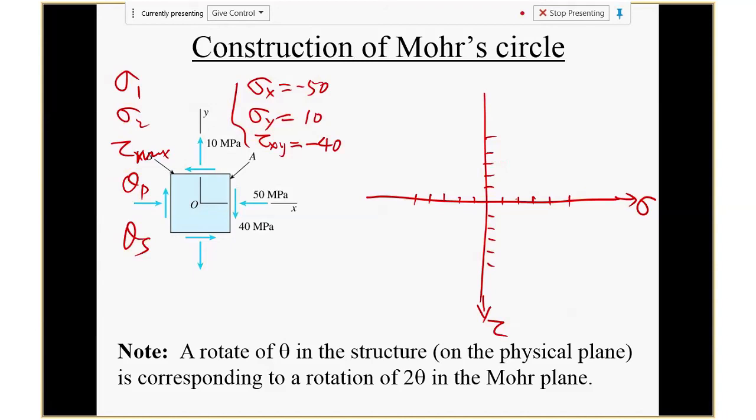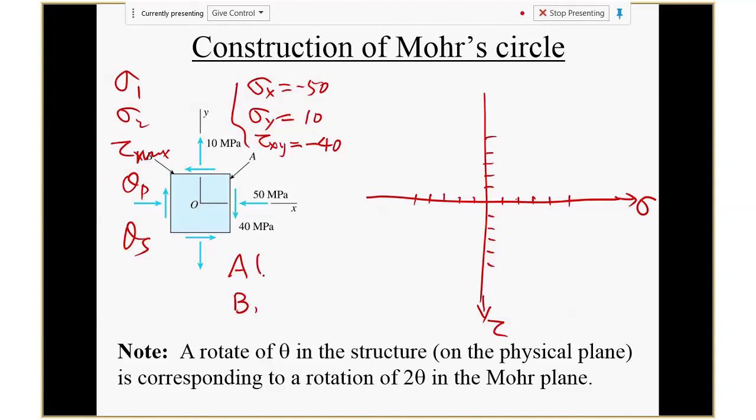Now, how can we get the Mohr circle? You can first find the center and the radius, draw it. That's option 1, right? Or you can find the point A and the point B as the diameter, draw it. Okay, I would like to start with method 2. So you want to find the point A and point B, 2 points on your circle.